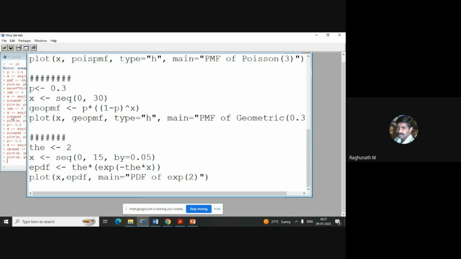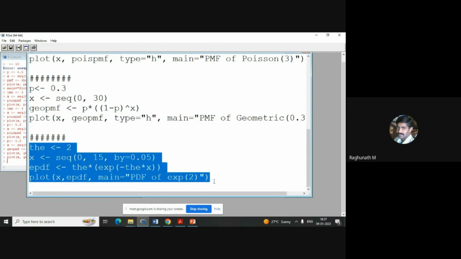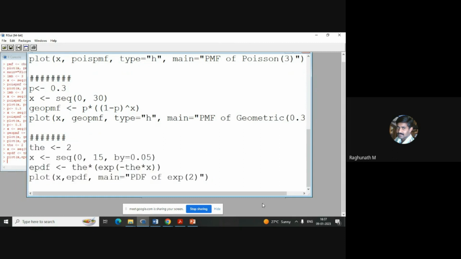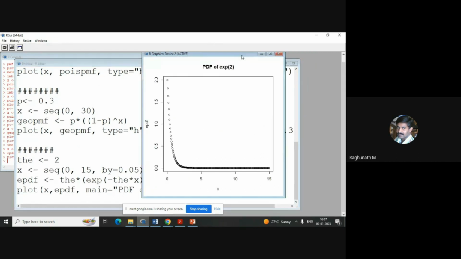So in the earlier case I have used type. Here I am not going to use any type, because if we don't mention the type, we are going to get whatever the bubbles are there. So let me run these commands. Now if you look into the plot of this, you will see the bubbles will come, and clearly this shows an exponential decay again. This is a continuous version of whatever we have seen in the case of geometric.